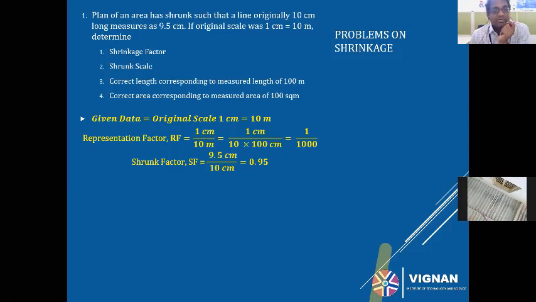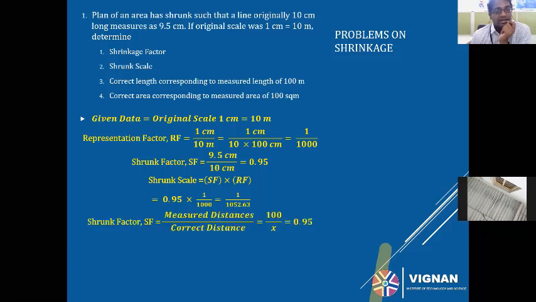So shrunk scale ఏమవుతుంది? In the previous slide we have discussed, shrunk scale is given by shrunk factor multiplied by representation factor. ఈ రెండు multiply చేస్తే you will get shrunk scale, right? Shrunk scale is given by 0.95, which is shrunk factor, and 1 by 1000, which is representation factor. You will get a value of 1 by 1052.63. Fine. Now the question is now 100 meters kolsanu, but actually it is wrong, right? It is some ways different.